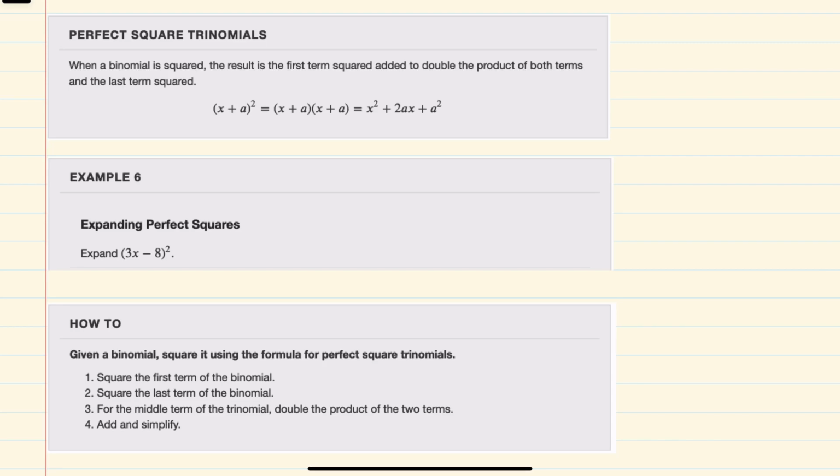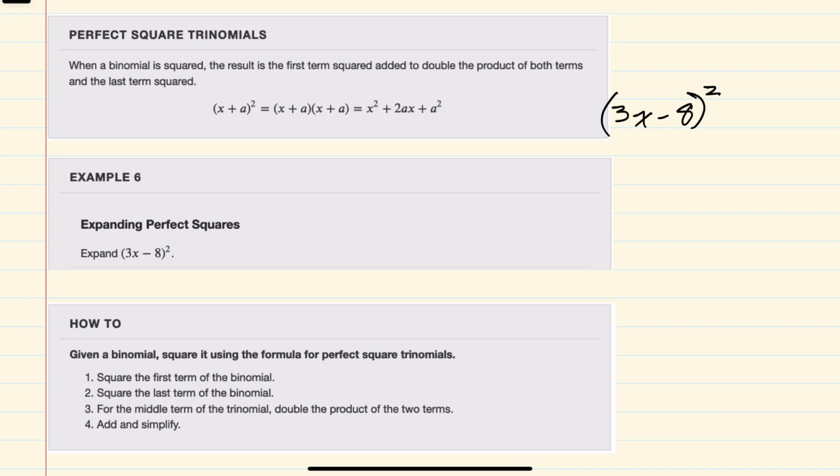In this video, I'll be helping you with the math topic called Expanding Perfect Squares, as seen here in the OpenStax College Algebra text. We're given at the top first the formula for a perfect square trinomial, and at the bottom the how-to, which is the step-by-step for how to use that formula. And then in the example, we have 3x minus 8 squared.